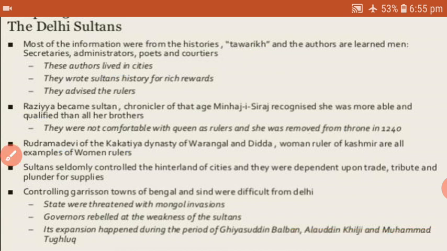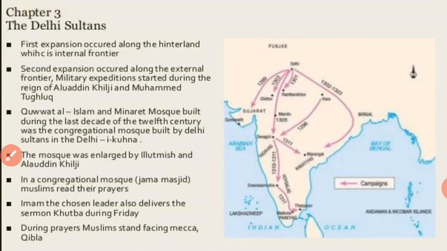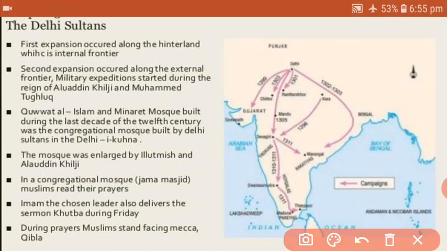So we have found the details. Next part we will find expansion. Expansion occurred along the hinterland, which is the internal frontier, and through the external frontier, by both means.